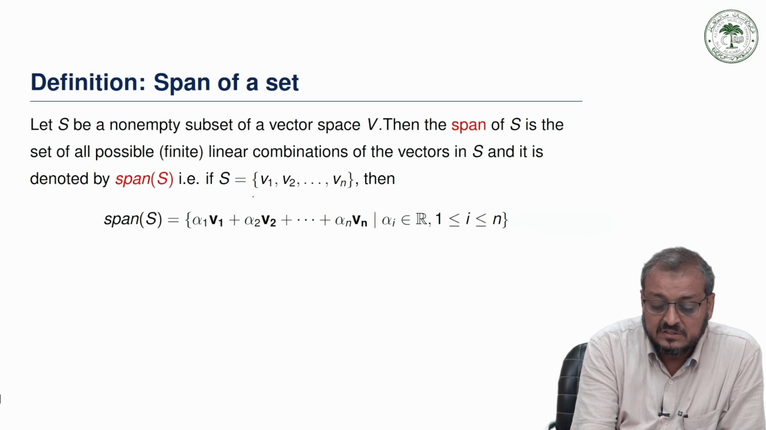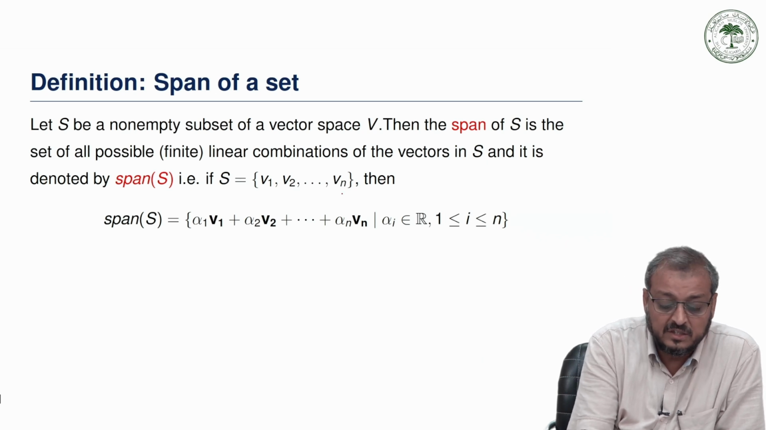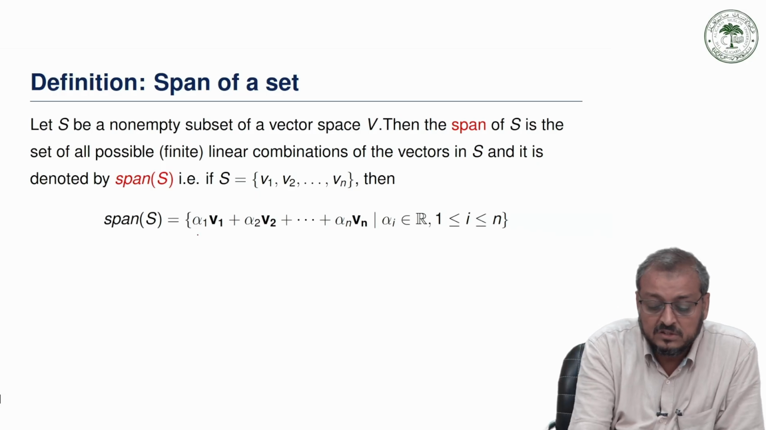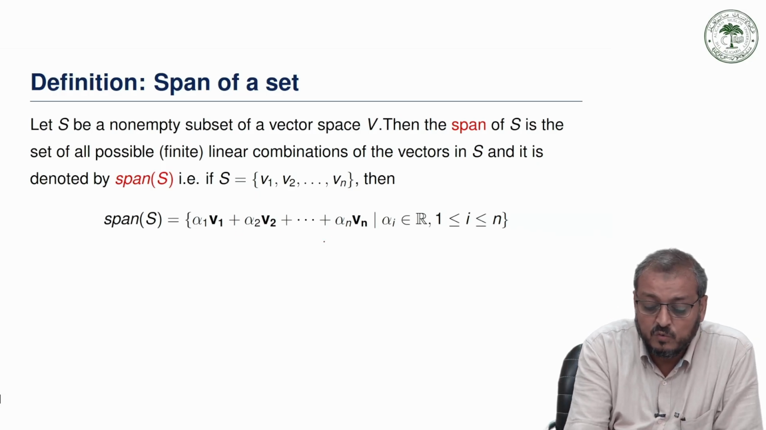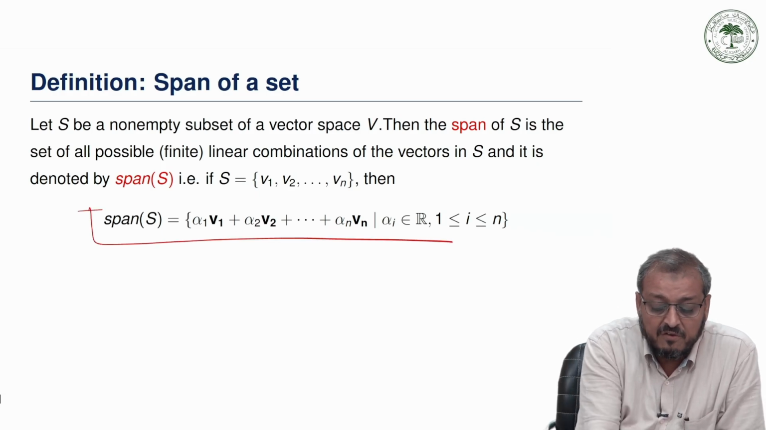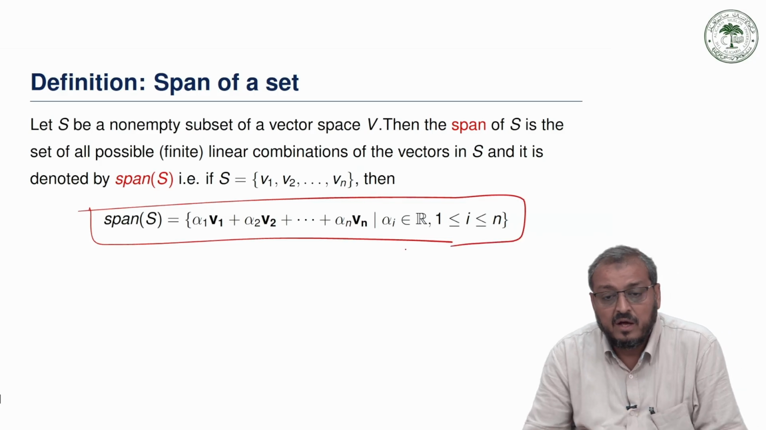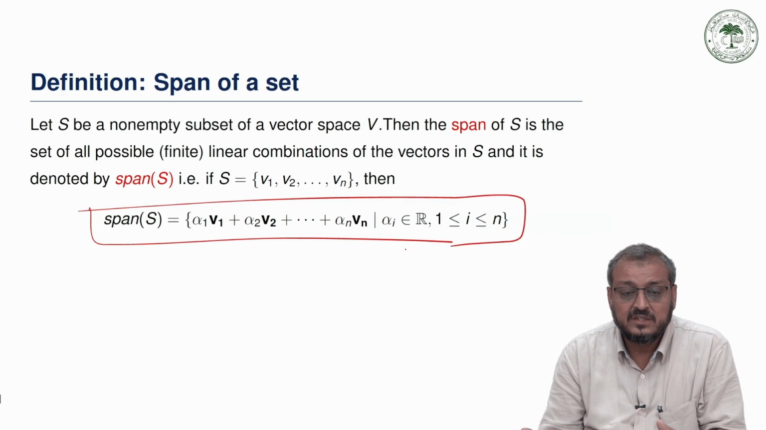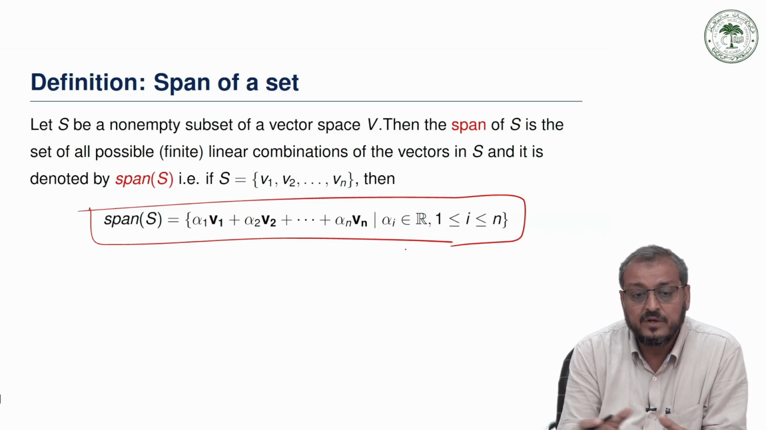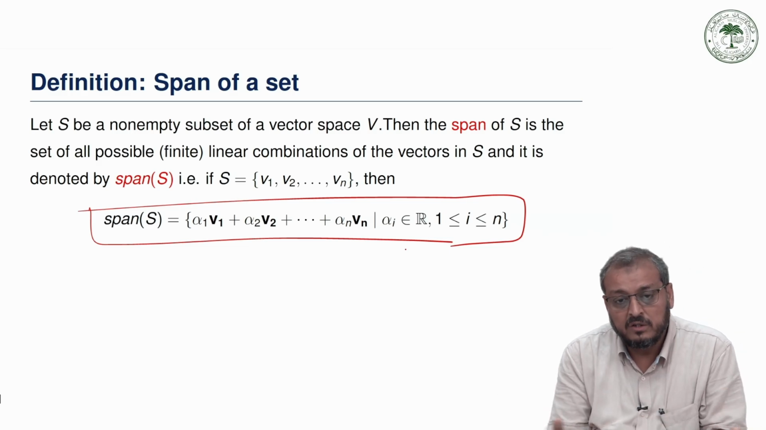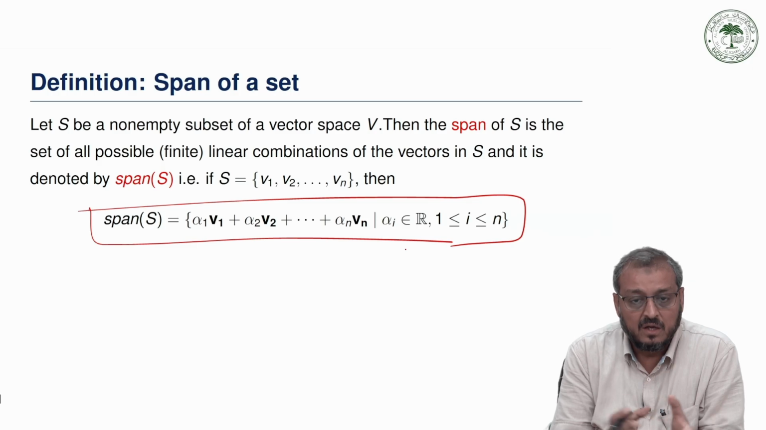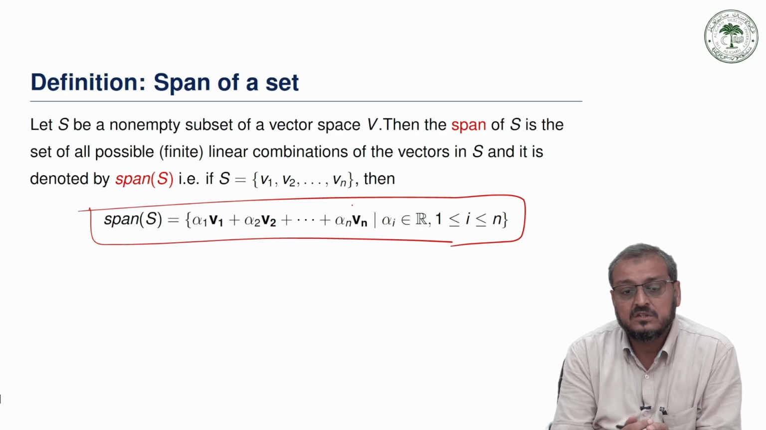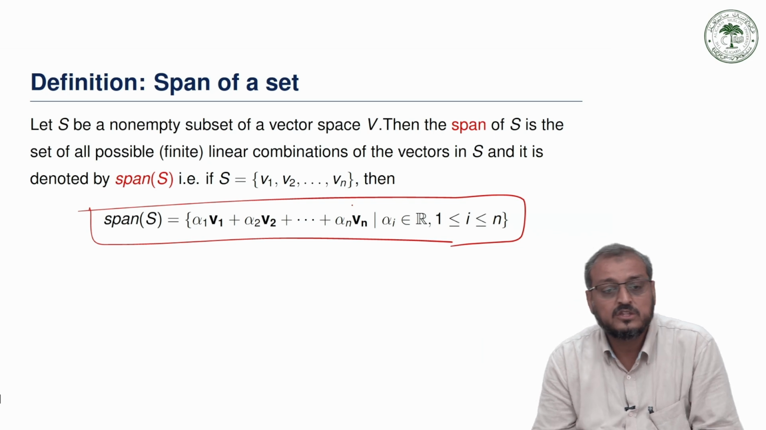If we have S as a set of vectors V1, V2, ..., Vn, then the span of S is nothing but all possible finite linear combinations of these, in the form alpha 1 V1 plus alpha 2 V2 and so on, where alpha i is an element of the real numbers and i lies between 1 and n. Simply put, the span of S is the collection of all linear combinations of the vectors V1, V2, ..., Vn. So all possible linear combinations of the vectors V1, V2, ..., Vn belong to the span of S.